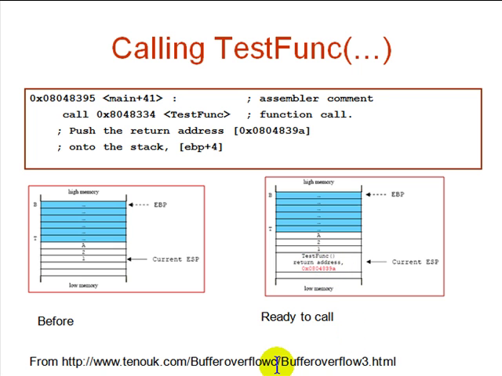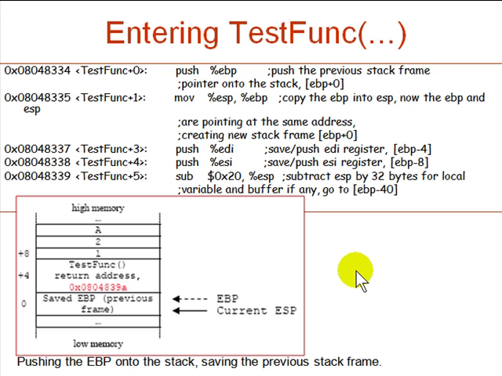You can read on. You guys go to Google and type buffer overflow assembly, you'll find lots of examples. So let's look at one more example. So inside test function, what happens?